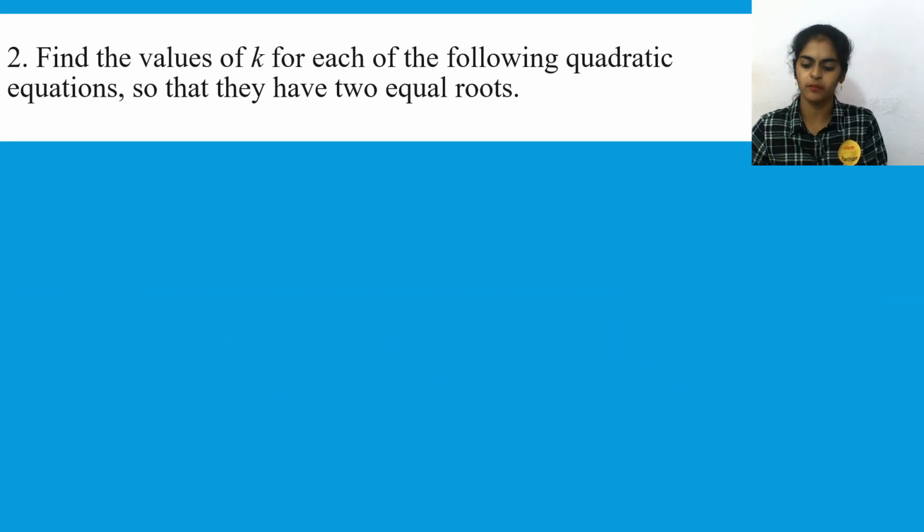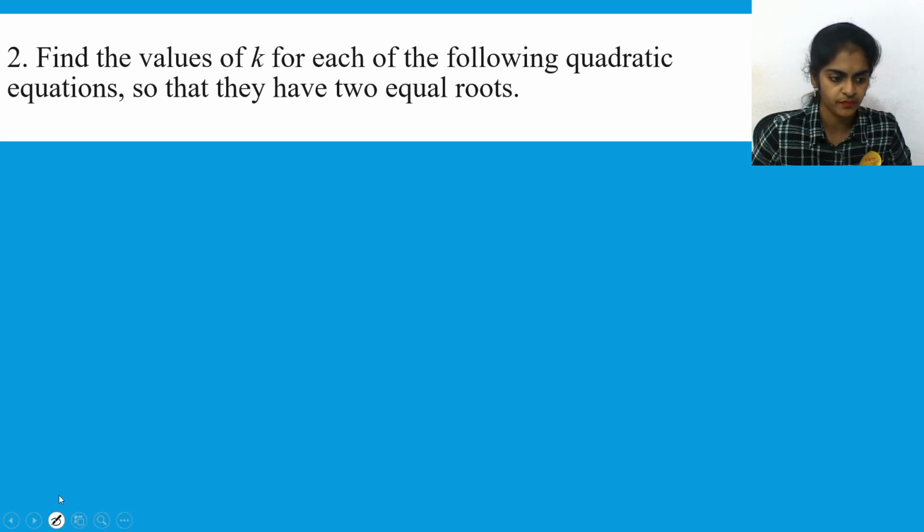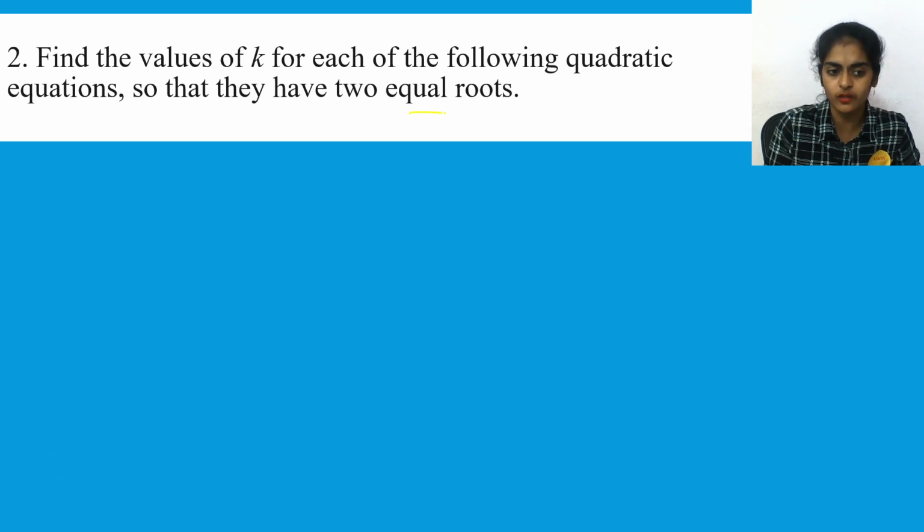Question number 1 of 5.4 we have already discussed in the earlier class, and let's begin with question number 2. Find the values of k for each of the following quadratic equations so that they have two equal roots. So you need to find the value of k so that they have two equal roots.